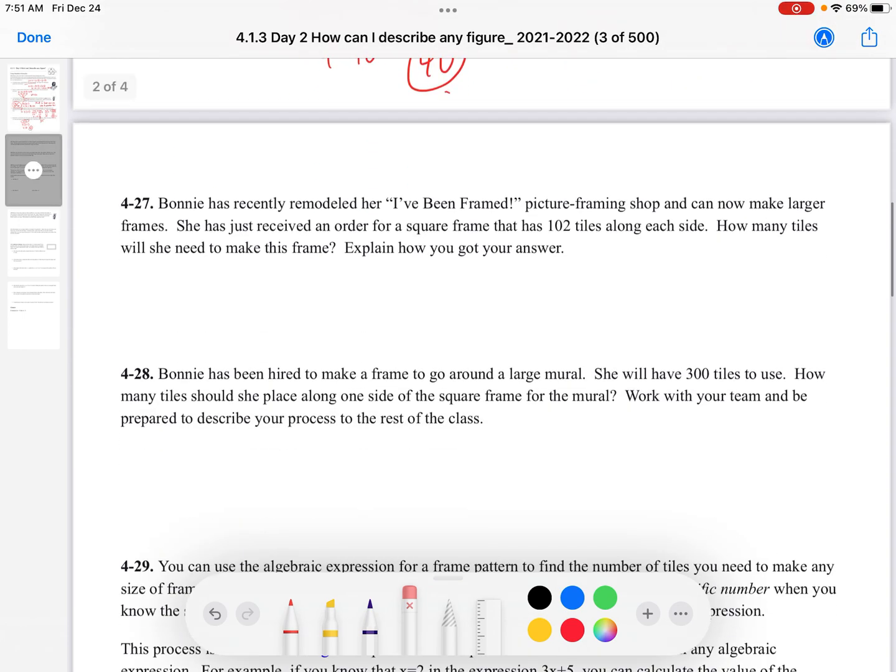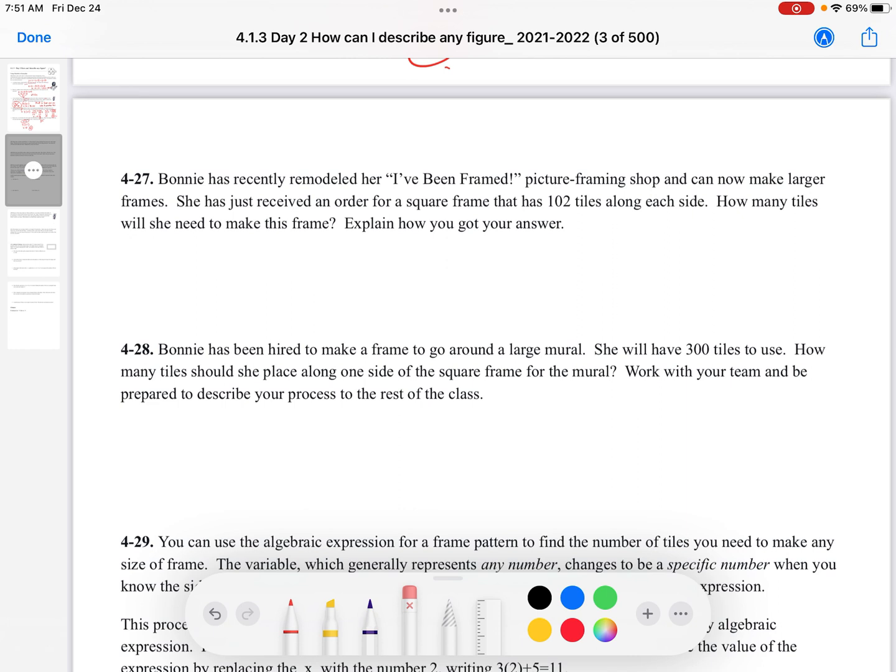Bonnie has recently remodeled the Iben Frame picture framing shop and can now make larger frames. She has just received an order for a square frame that is 102 tiles along each side. Yow. How many tiles will she need to make this frame? Explain how you got your answer.